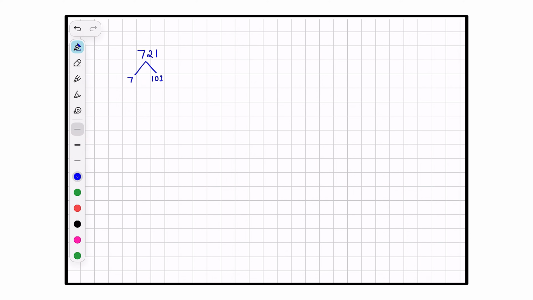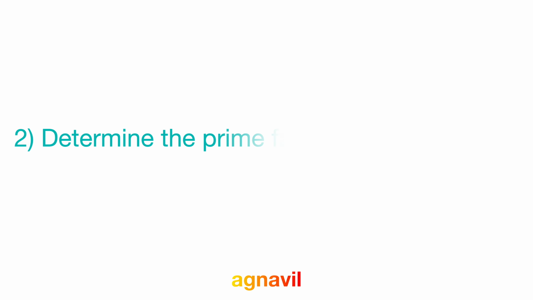So you have to build the practice so that we can quickly have a feeling whether a number is prime or not. Otherwise you can actually try different factors. In this case 103 is a prime number, so 721 can be prime factorized as 7 into 103.